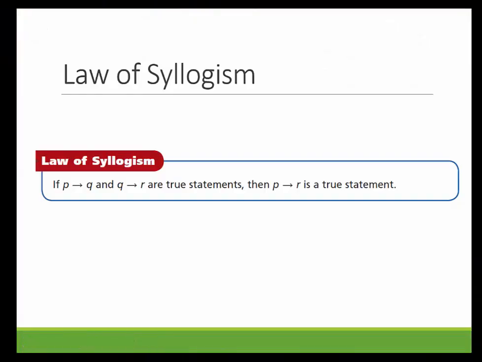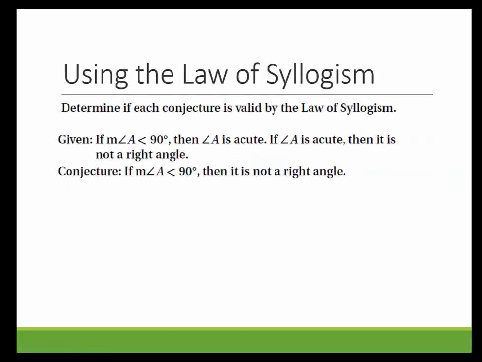So that commercial is a really good example of what the law of syllogism means. If you can say one conclusion leads to another and gets turned into the hypothesis, then we can make another conclusion. We can combine these and say that the first hypothesis leads to the second conclusion. So using the law of syllogism, determine if each conjecture is valid.